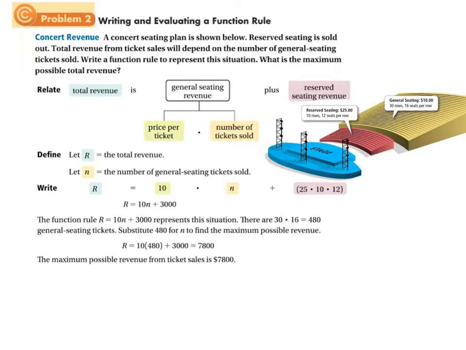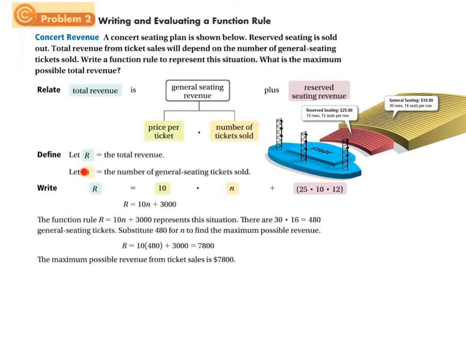Total revenue, which, when we define the variables, we say let R be the total revenue. It's equal to the general seating revenue. We're going to multiply the ticket price by the number of tickets. That's a very standard thing: number of items sold times their cost for each one. And plus we're going to add on that money that we brought in from the reserved seating.